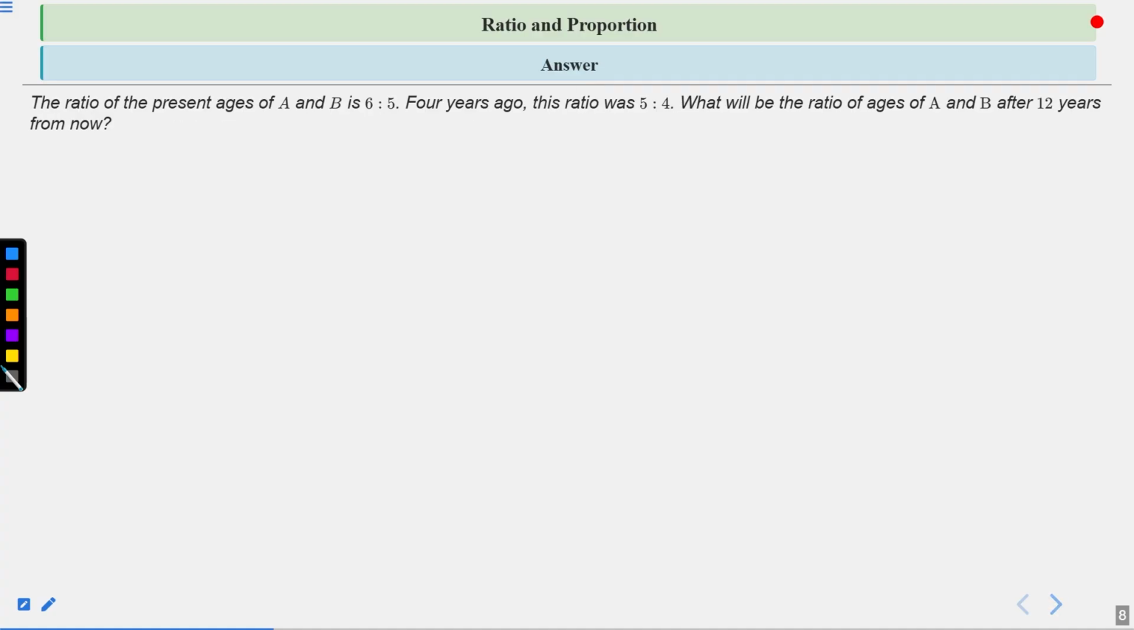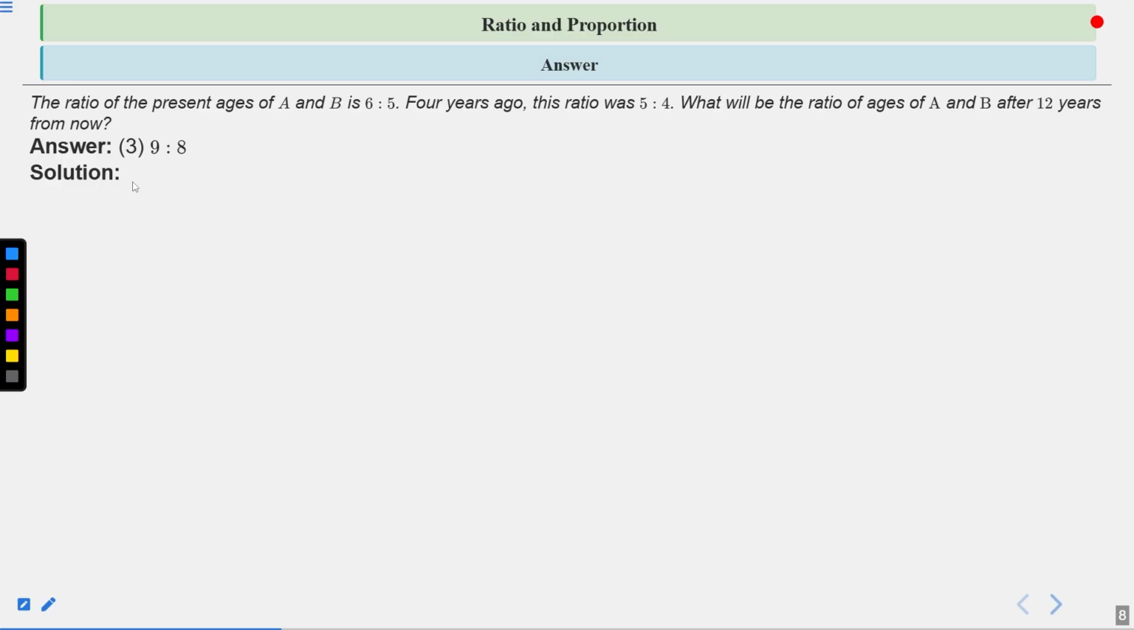So the question says that the ratio of the present ages of A and B is 6:5. 4 years ago, the ratio was 5:4. It means if we let A and B's ages be 6x and 5x, and when we subtract 4 from both ages, we get the ratio 5:4. Now the question is, what will be the ratio of the ages of A and B after 12 years from now? First we calculate the present ages of A and B, then we can calculate the ages after 12 years. So the correct answer of this question is the third one, which is 9:8.